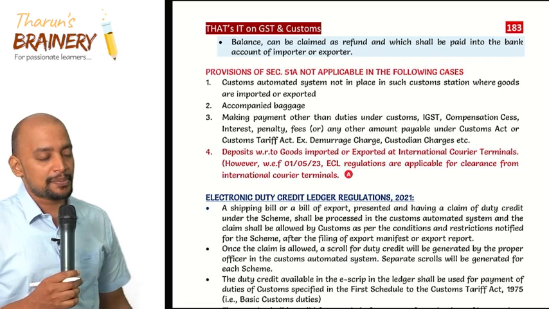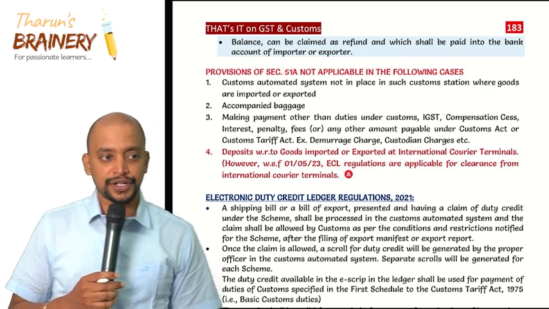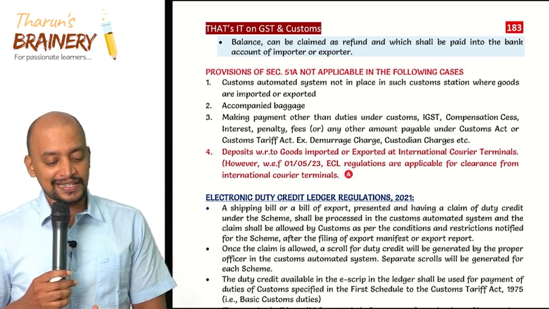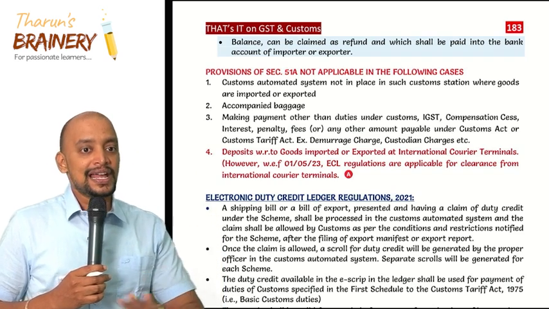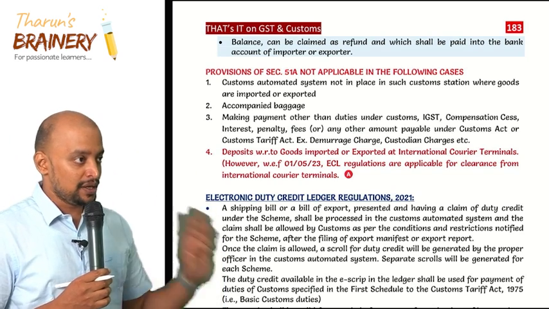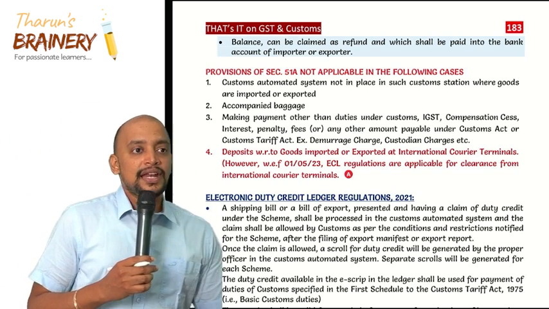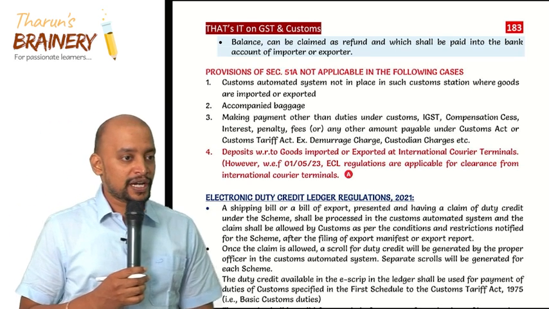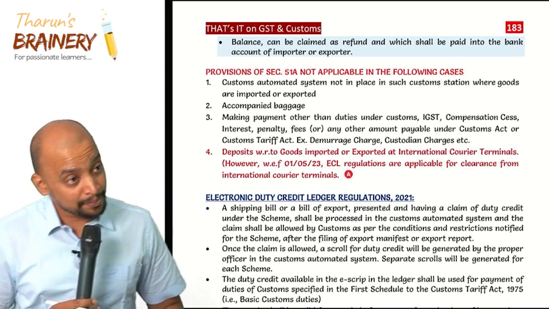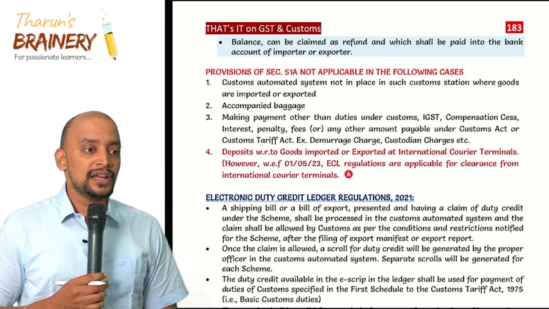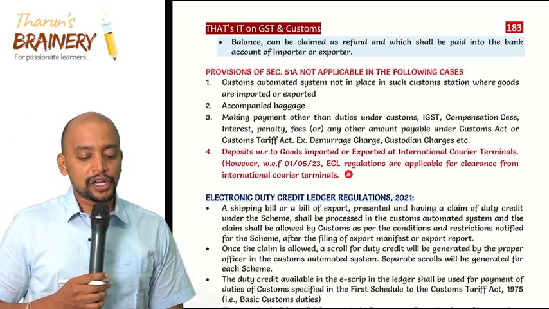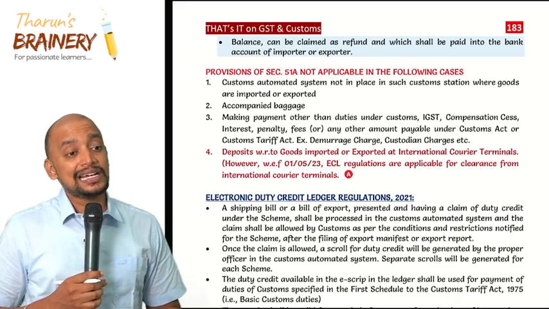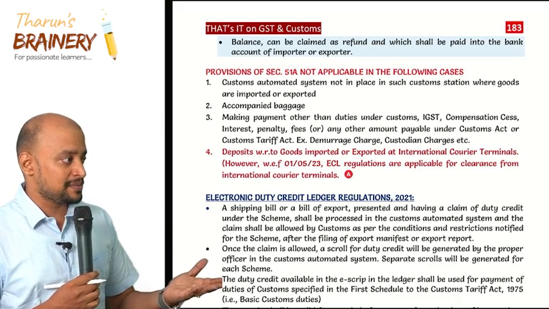However, now it is applicable with effect from 1/5/2023. So for your exam, only 3 cases, electronic cash ledger not applicable. What are those 3 cases? Number 1, the port or airport where the customs automated system is not in place. Number 2, unaccompanied baggage. Number 3, payment of charges other than under the Customs Act or Customs Tariff Act.